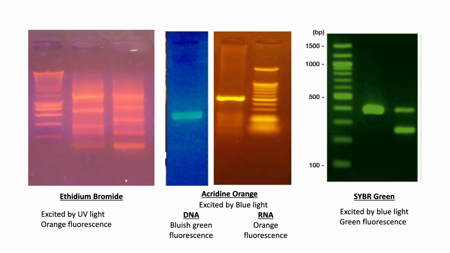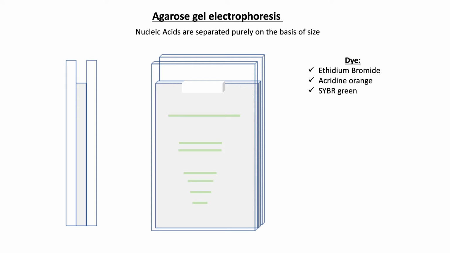So ethidium bromide orange, SYBR Green green, green green. So that will be easy to remember. Excited by UV light, excited by blue light, right? In acridine orange, there is a difference in DNA and RNA fluorescence. Excited by blue light, DNA bluish green, RNA orange fluorescence. So that is a thing you have to remember. So these are the dyes that we use. When we use the dyes, all the DNA fragments will be visible. Even RNA fragments will be visible using the dye.